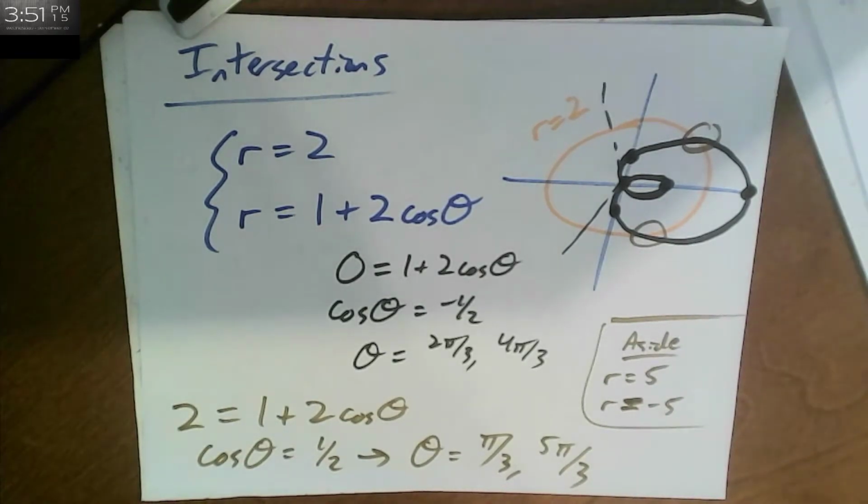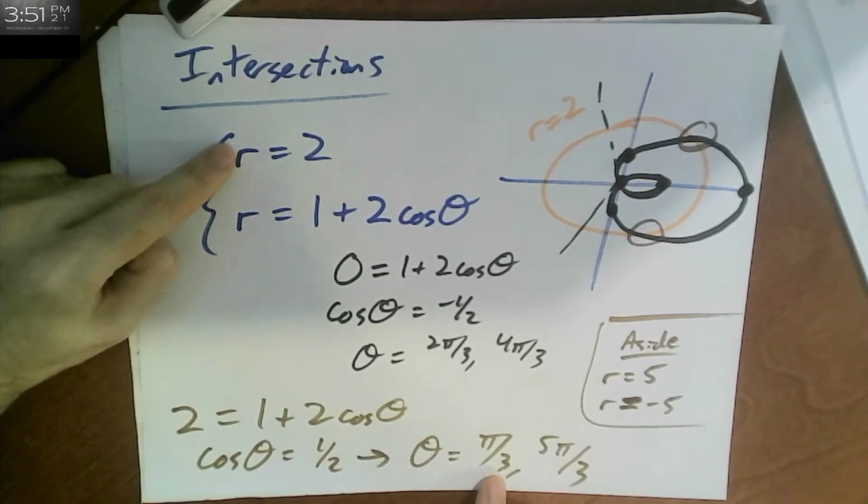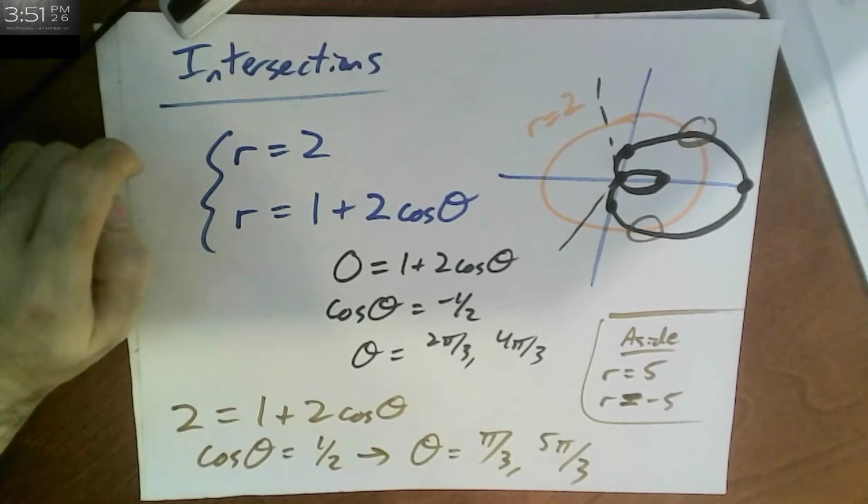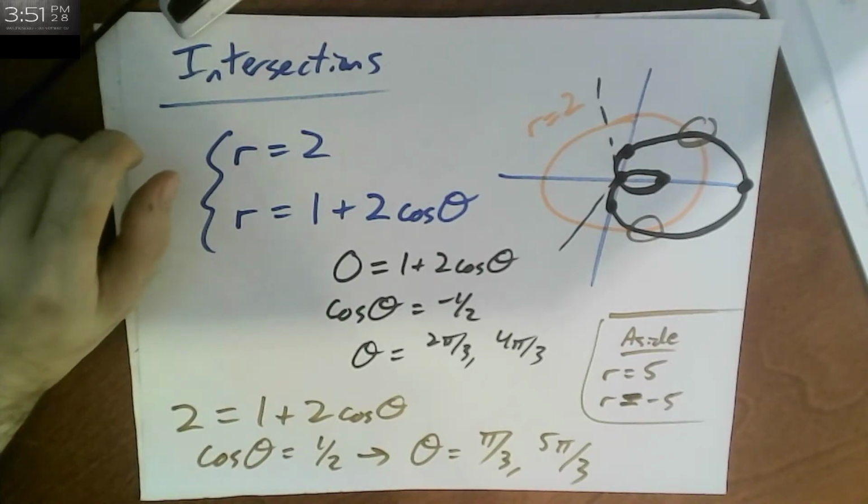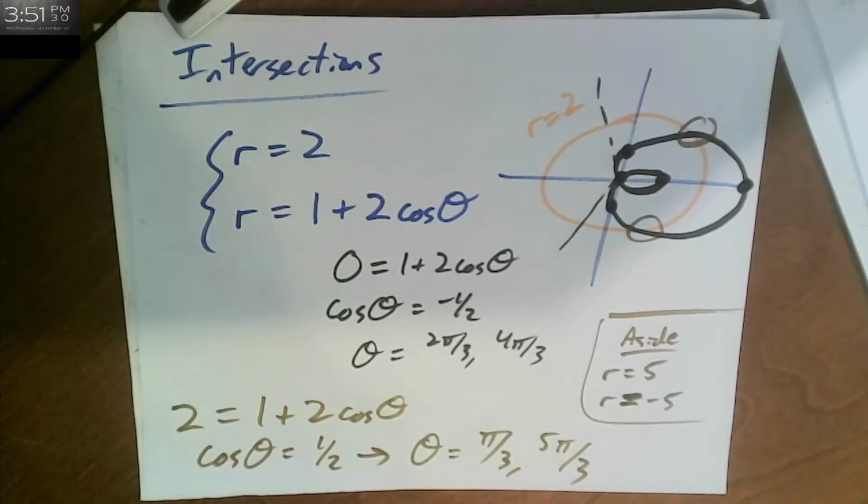The r value, we don't even need to do any computation, right? If theta is pi over 3, well, the r value better be 2, because for the top equation, r is always 2. So from this, we get 2 points of intersection. The point where r is 2, theta is pi over 3, and the point where r is 2, theta is 5 pi over 3. Thus concludes the review of polar.